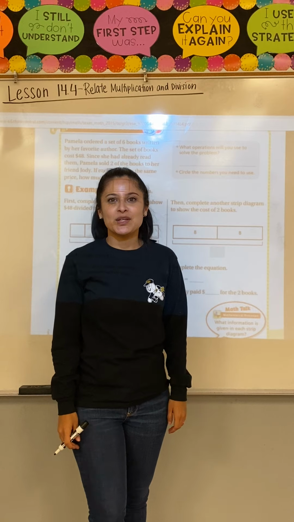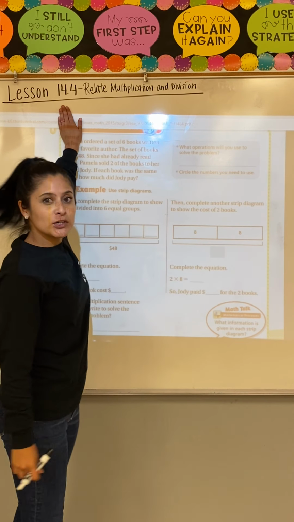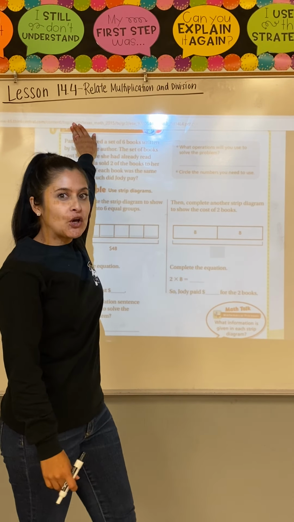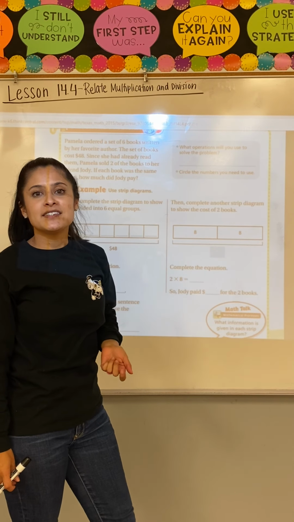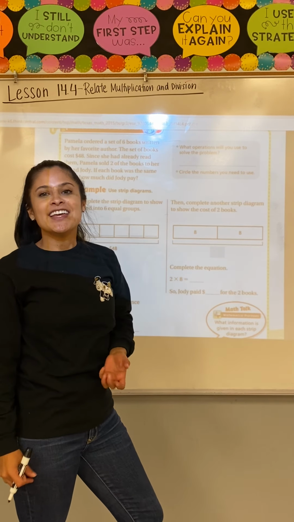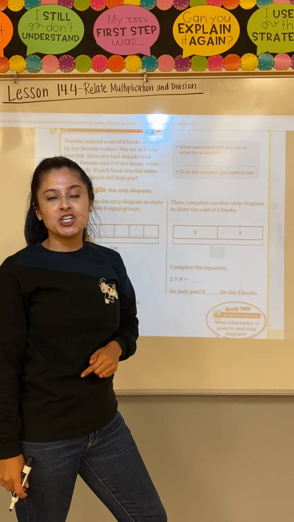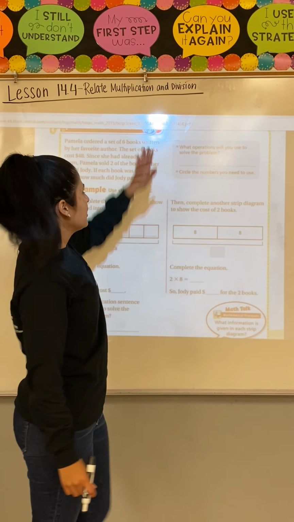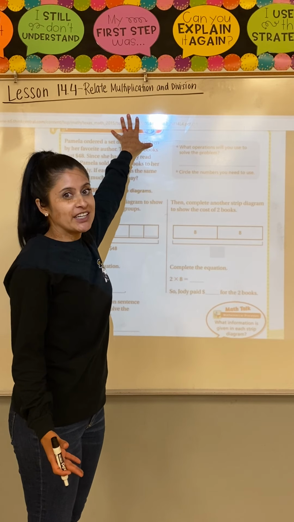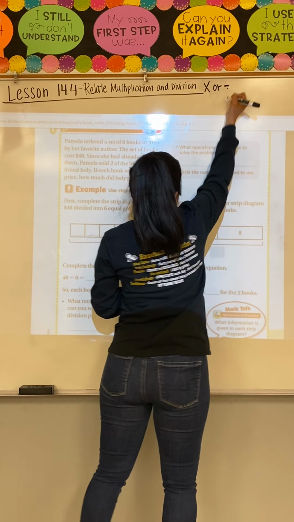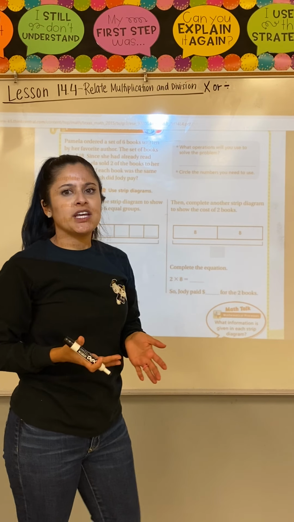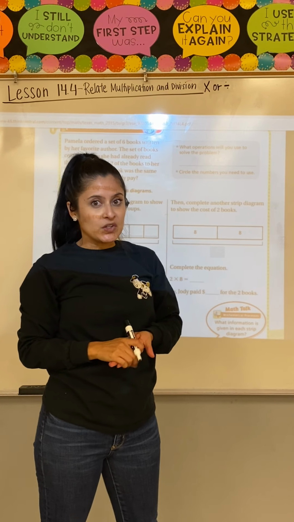For today's math lesson, we're going to be looking at lesson 14.4 in your Go Math textbook or online in Think Central. Lesson 14.4 is relating multiplication and division. So we already know what two operations we're looking at today. We're either multiplying or dividing. Now, we have to understand what multiplication and division really is.